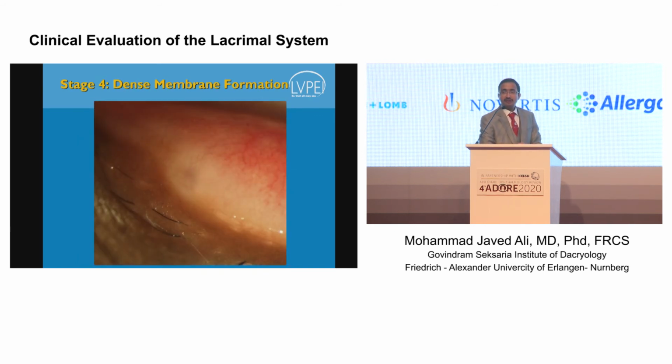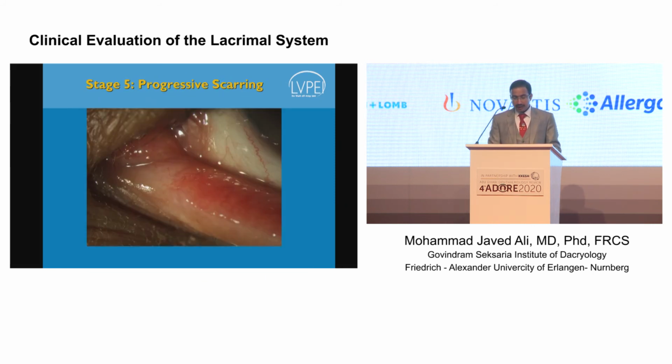Then comes stage 4, which is a dense membrane formation, where you can see in this particular still there's a little bit of translucency, a little bit of that vascularity which is still there, but it's a dense fibrovascular membrane. And then it disappears completely. I'm sure a lot of you have seen that, right? So this is the stage of progressive scarring where everything goes off.